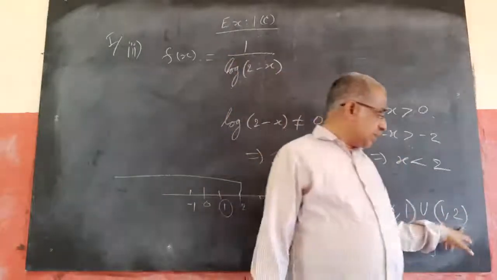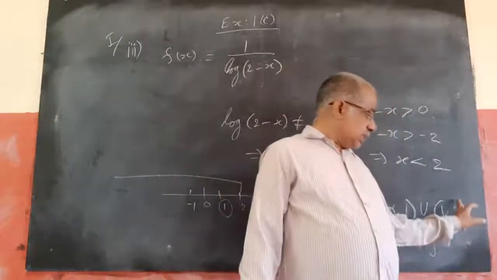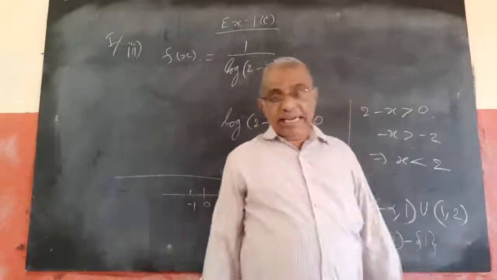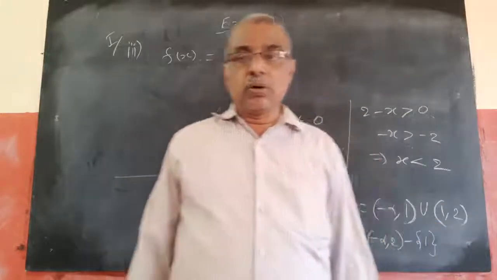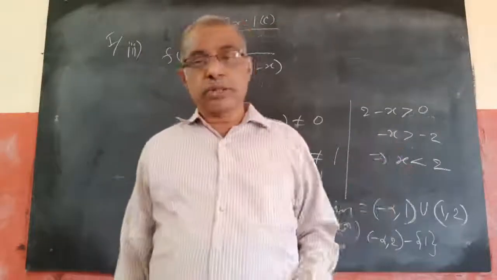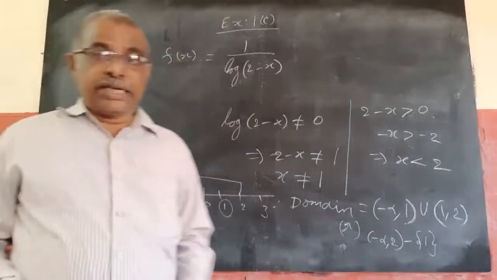Like the same, this is the left neighborhood of 2. This is the right neighborhood of 1. So excluding those two values, we are taking the remaining values. So like this we will define the domain.